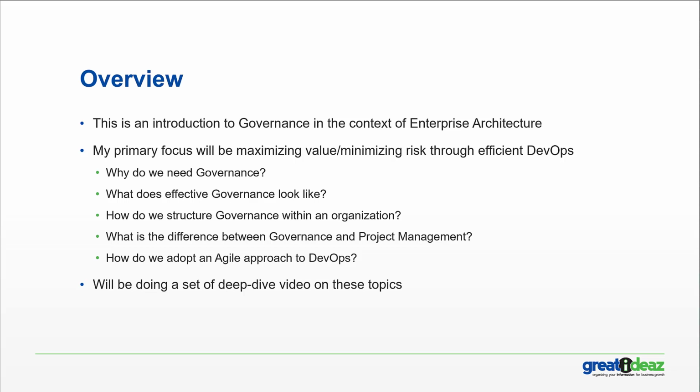And we're going to try and answer a few different questions here. Initially, why do we need governance in the first place? What does effective governance look like? How do we structure governance within an organization? And we're also going to briefly discuss the difference between governance and project management. And then finally, we'll look at how do we adopt an agile approach to development operations. As we get further and further into the course, we're going to be doing a set of deep dive videos on each of these topics.